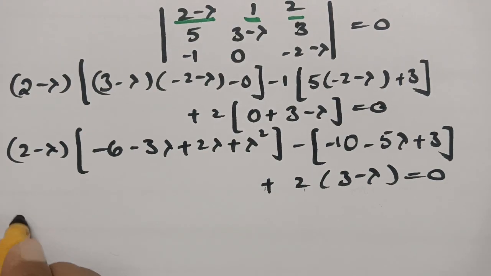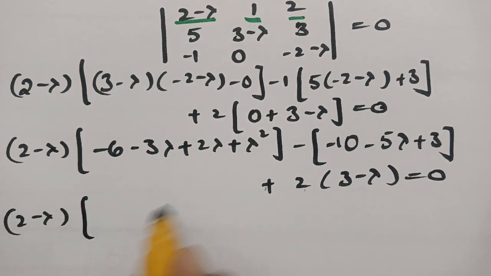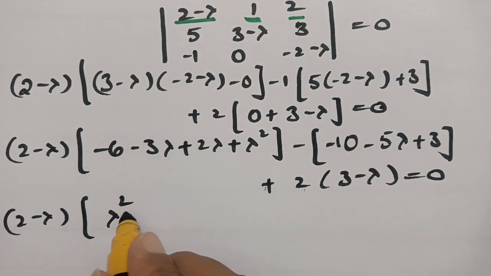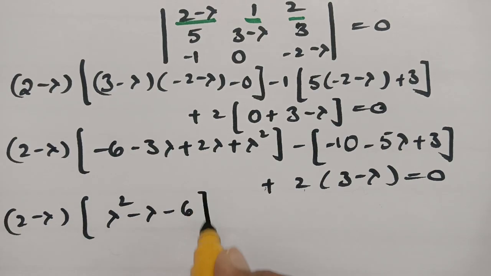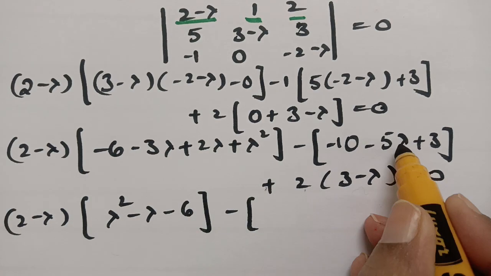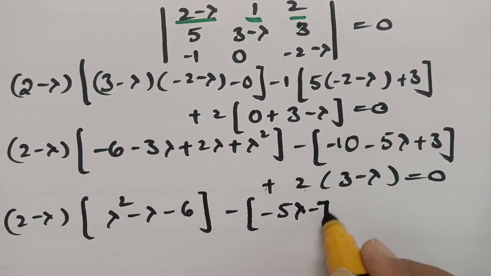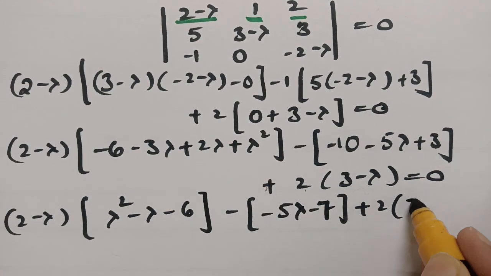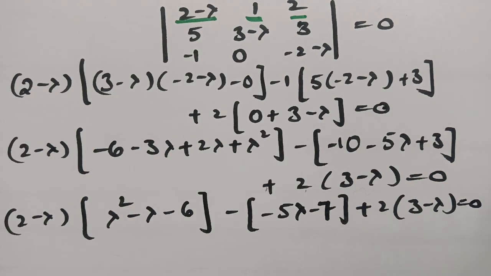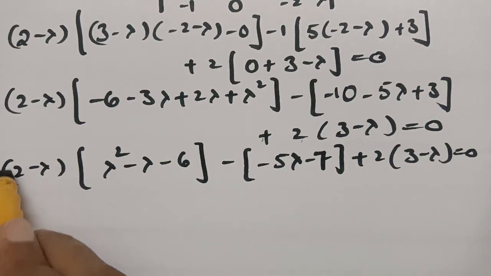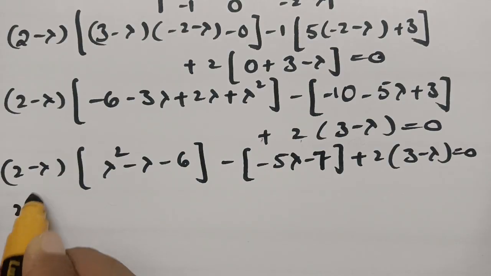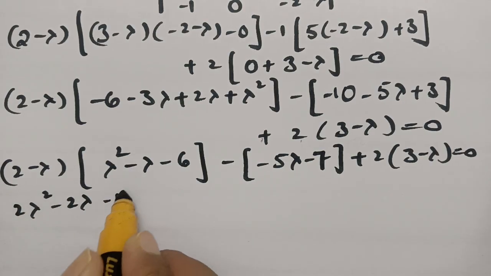And if you observe this one, this is (2 - λ) times of. So here this is λ², -3λ + 2λ is -λ. This is -6, so here this is -5λ. -10 + 3 is nothing but -7, plus 2 times of (3 - λ) = 0. If I multiply with 2, this will be 2λ² - 2λ - 12.